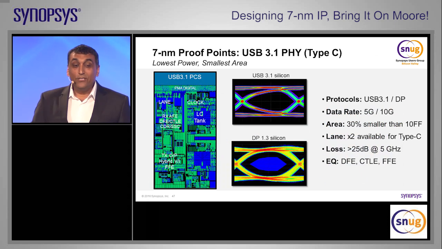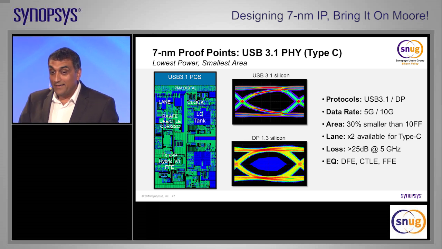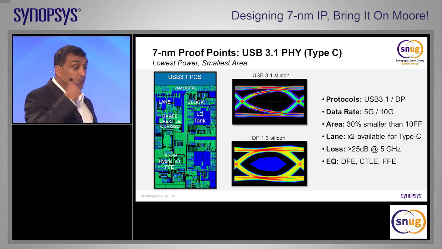All right, what you really want to see are the proof points, and we have some on 7 nanometer, okay? This is an example of the latest version of USB 3.